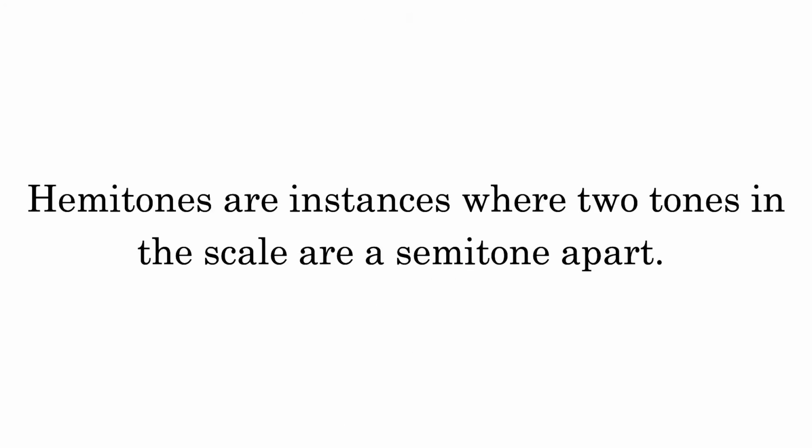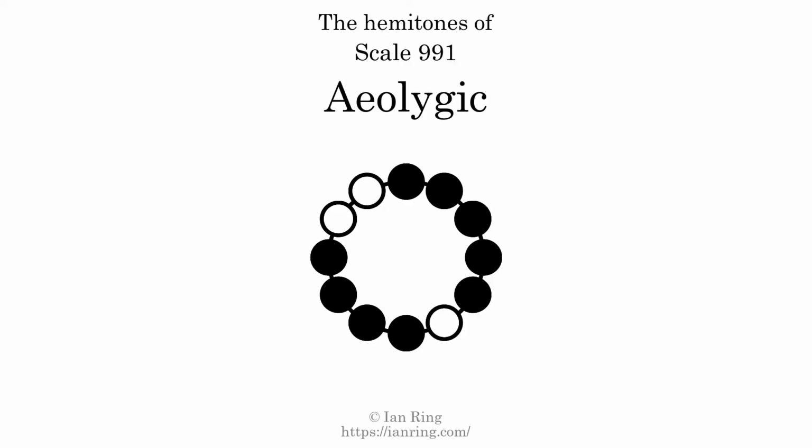Hemitones are instances where 2 tones in the scale are a semitone apart. This scale has 7 hemitones. They are at positions here, here, here, here, here, here, and here.